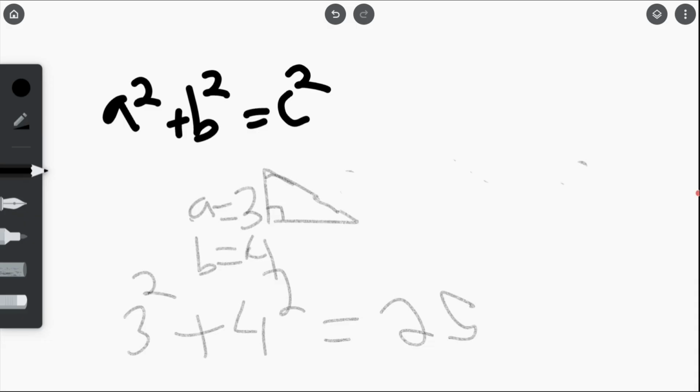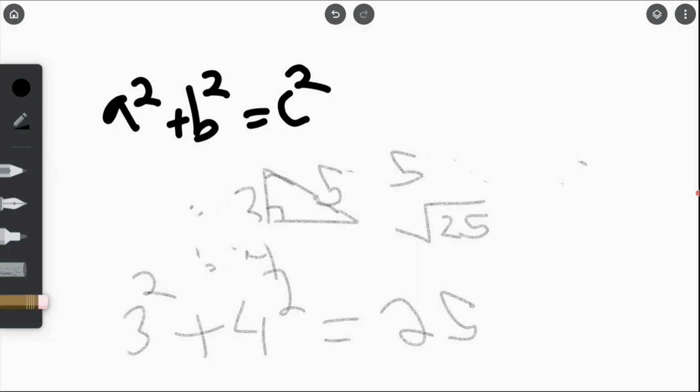Then that's c squared, but that's not c. So the square root of 25, what is that? Obviously 5. Yay! That's 5, our longest side length. Now you have all of the side lengths. Good job. That's basically all you need to know for the Pythagorean theorem.